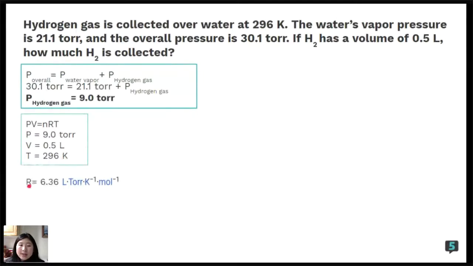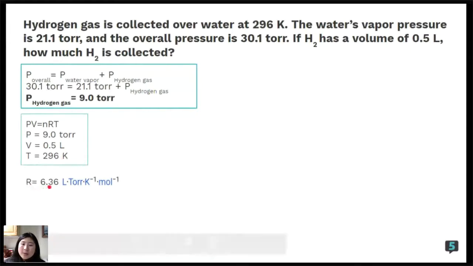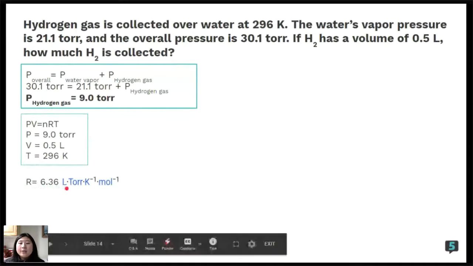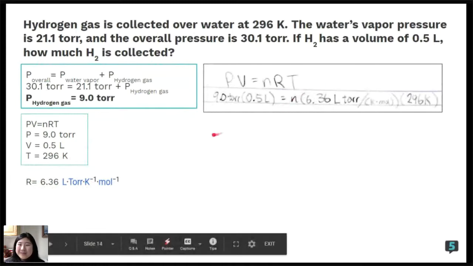All right, so the gas constant we're going to be using is R equals 6.36 liters torr divided by kelvins divided by moles. This is the R constant that we're going to be using. So I kind of wrote it out on a piece of paper.